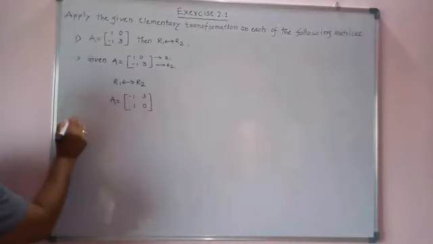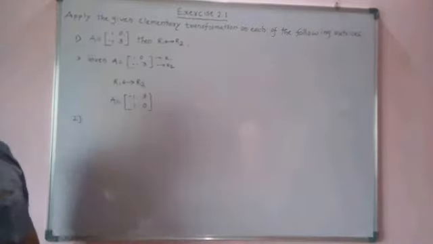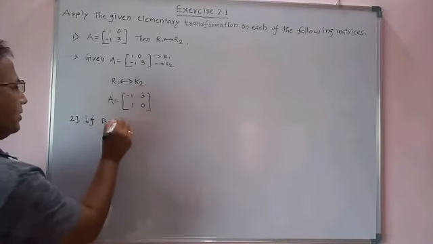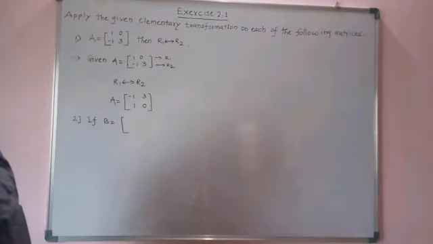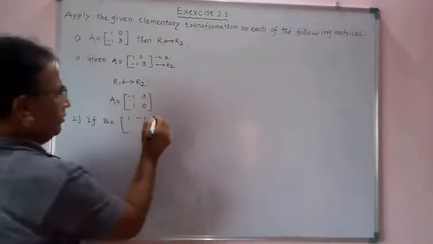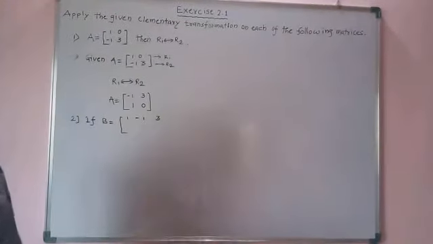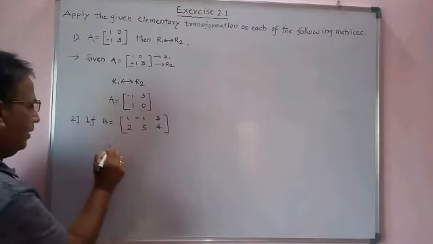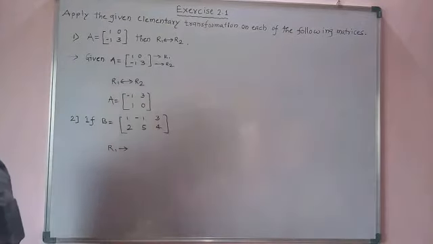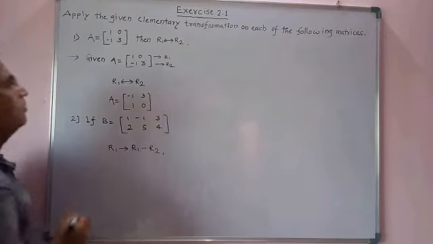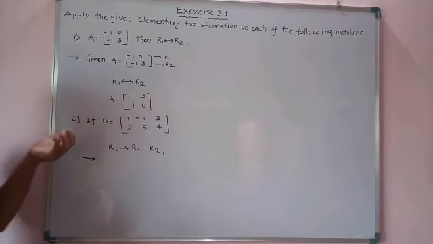Okay. Next condition is example second. Matrix B is [1, -1, 3; 2, 5, 4], and R1 implies R1 minus R2. Therefore matrix B is as given.